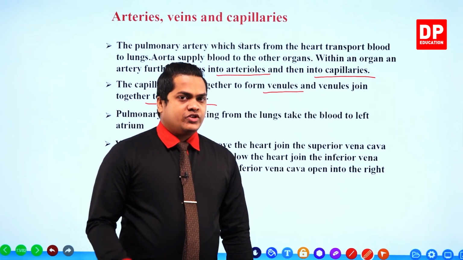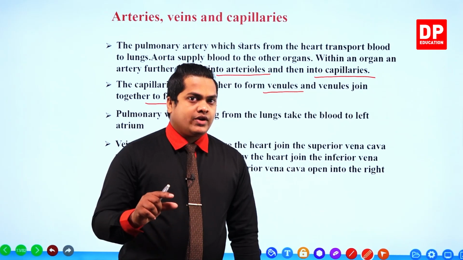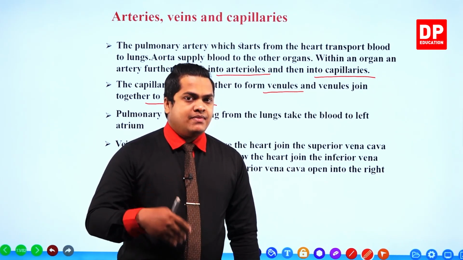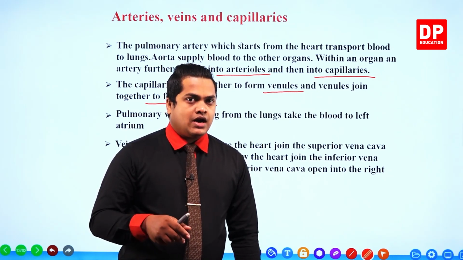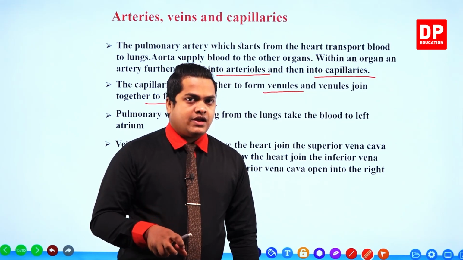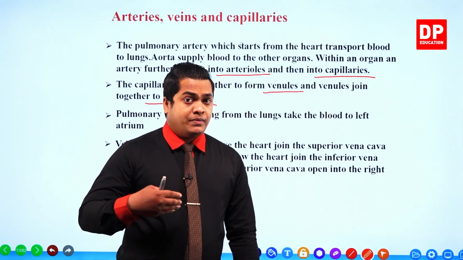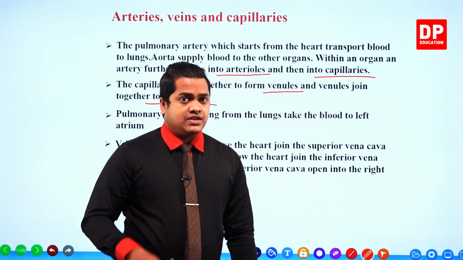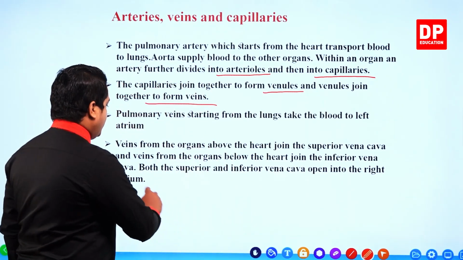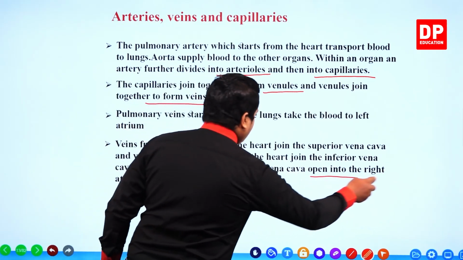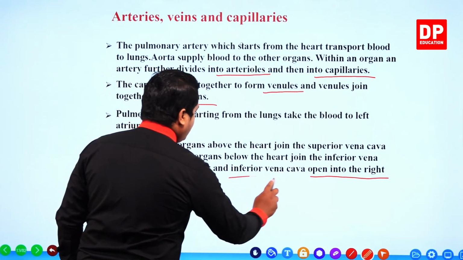Vena cava are the ones which carry blood towards the heart, mainly from the organs located above and below the heart. From the organs below the heart, the inferior vena cava carries blood into the heart. From the organs above the heart, the superior vena cava carries the blood towards the heart. Both inferior and superior vena cava, my dear children, open into the right atrium.